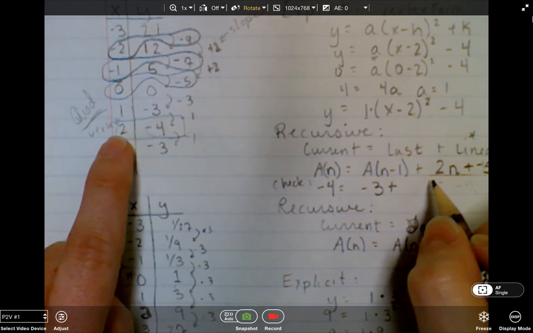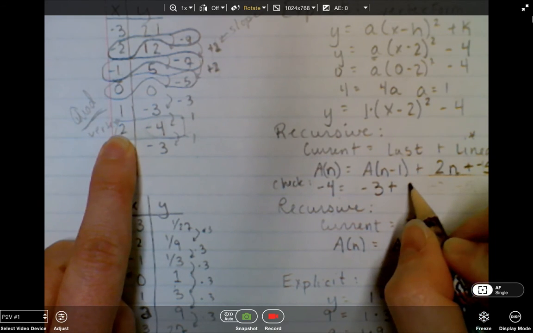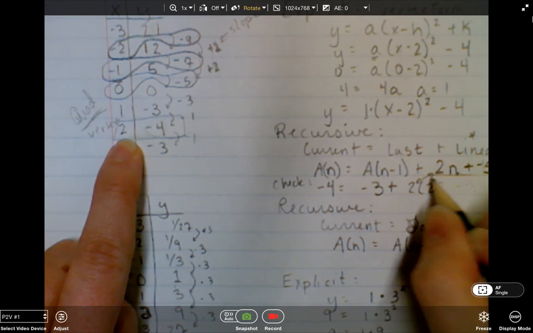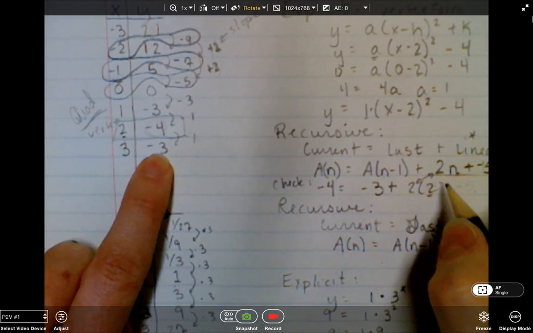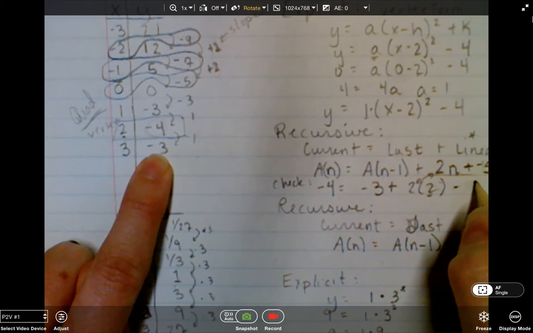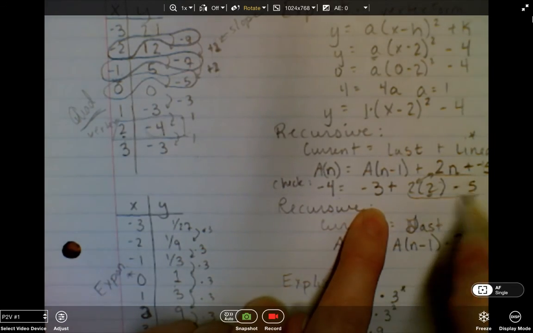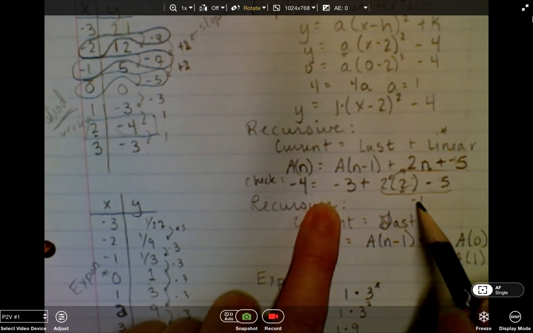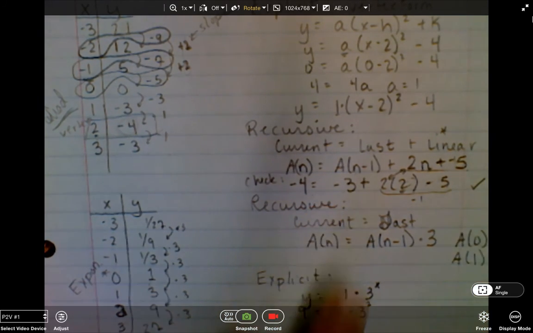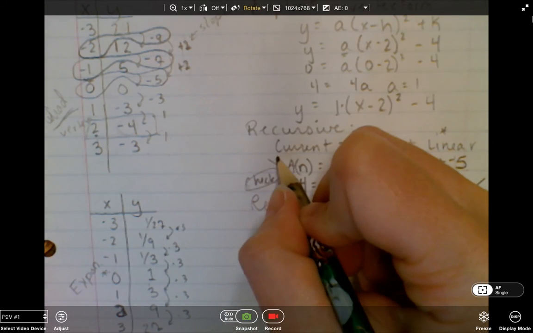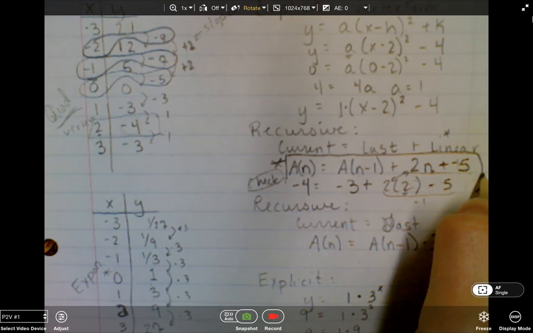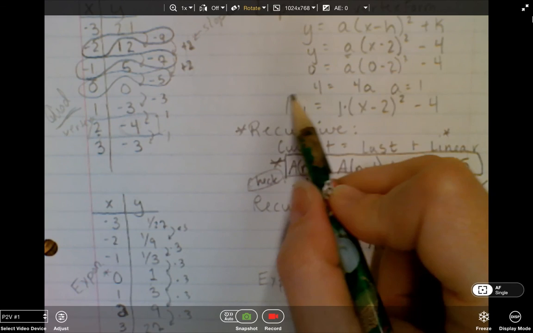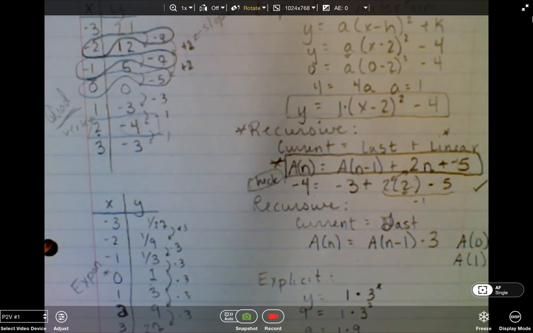So I'm hoping that negative 4 is negative 3 plus this linear function. So I would have had to have taken 2 and multiplied it by my input 2. So this 2 is from this one, and this 2 is from here. And then subtracting 5. And so this all simplifies to negative 1. So is negative 4 equal to negative 3 minus 1? Check. So it works. That's always a good thing. We always want to check and make sure it works. So there is our function for recursive, our function for explicit, for quadratic functions.